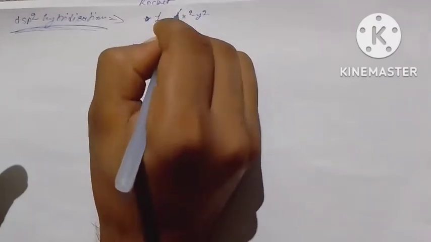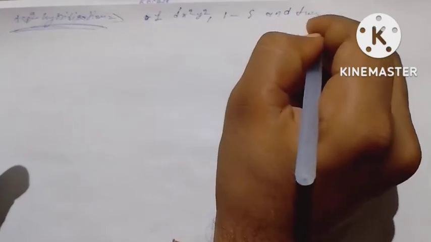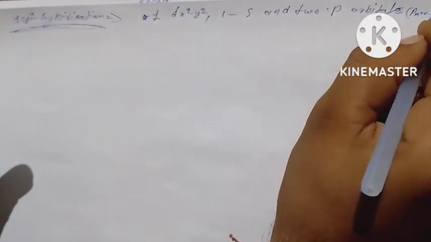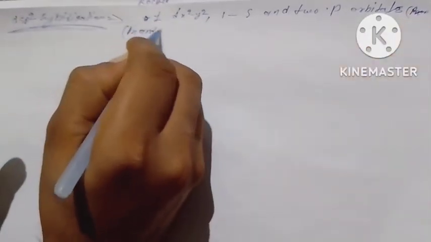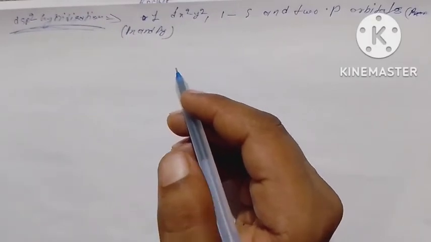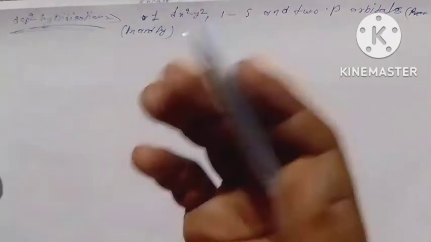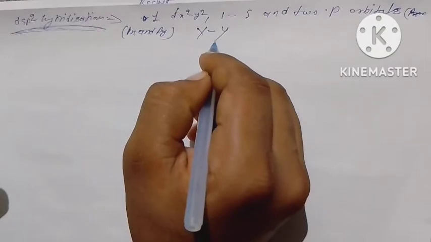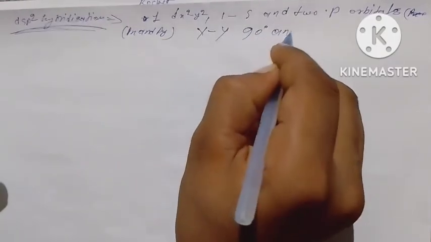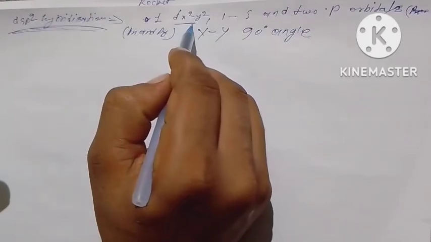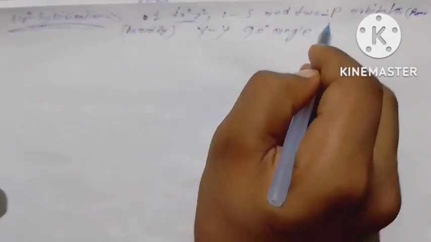dx square minus y square, and 1 s and 2p orbitals px and py gives 4 equivalent hybrid orbitals. The lobes of 4 dsp2 hybrid orbitals are directed towards the corners of a square planar. These 4 hybrid orbitals lie in the xy plane and are at 90 degree angle.